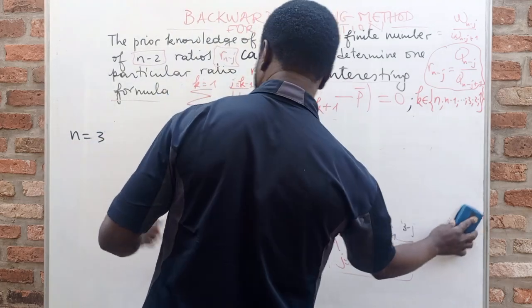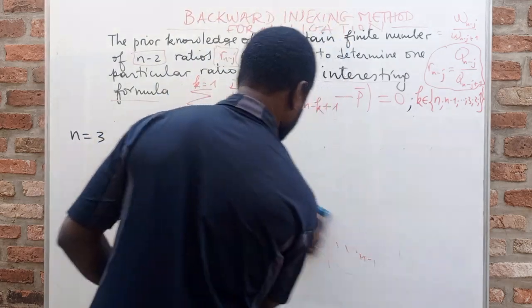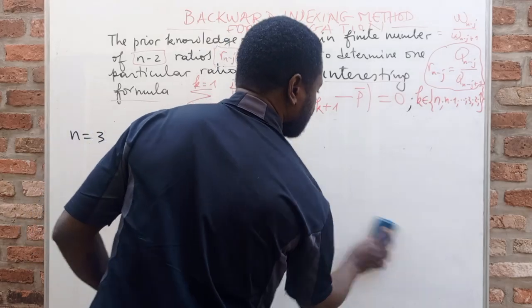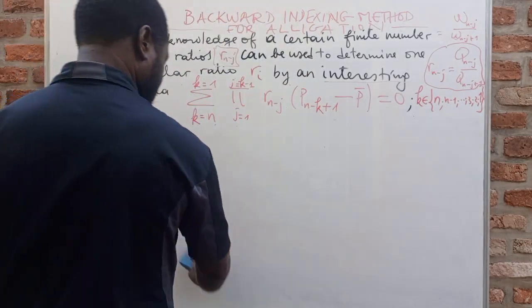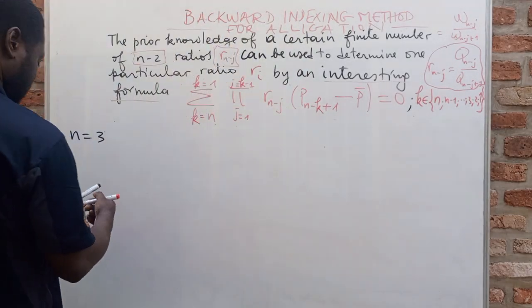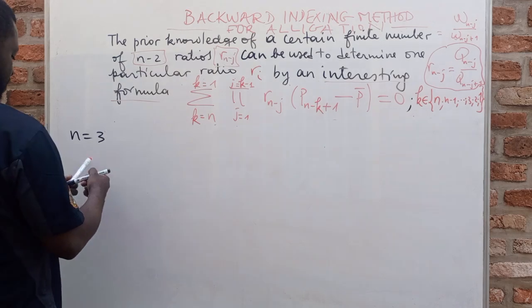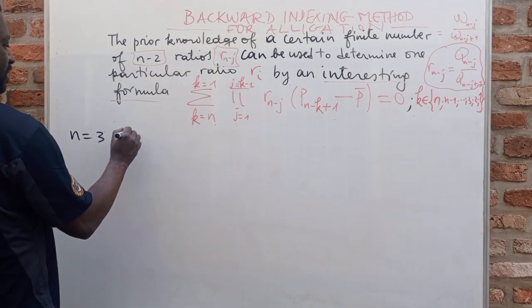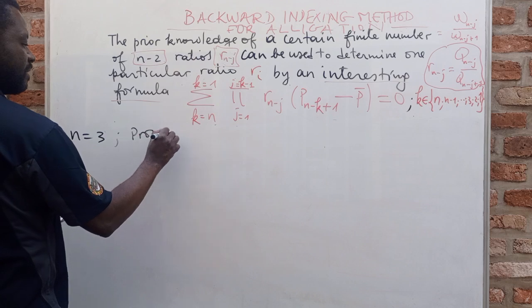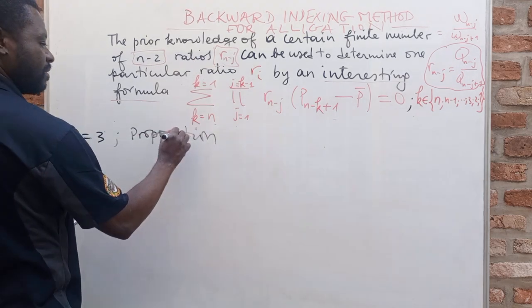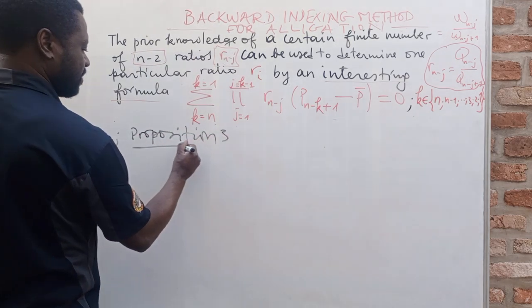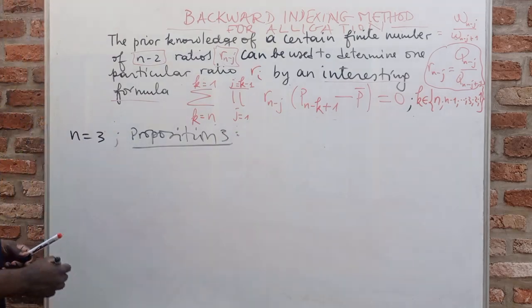We give an example in case n equal to 3. That is, in the case we have a mixture of 3 different components. Now we are talking about proposition number 3. Okay, what does it say?